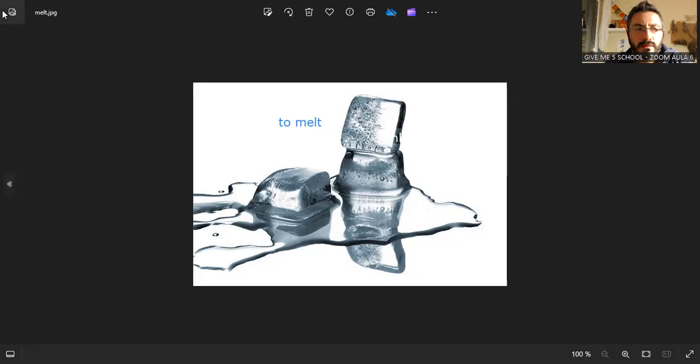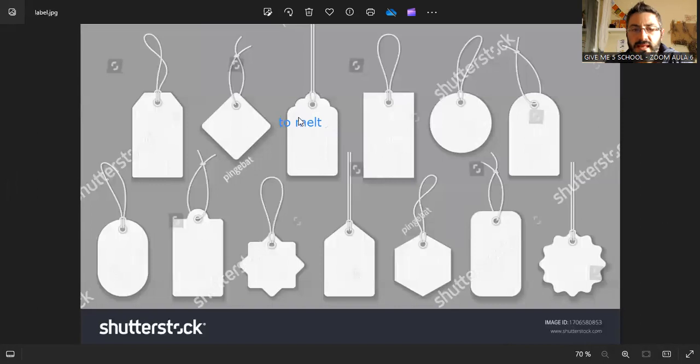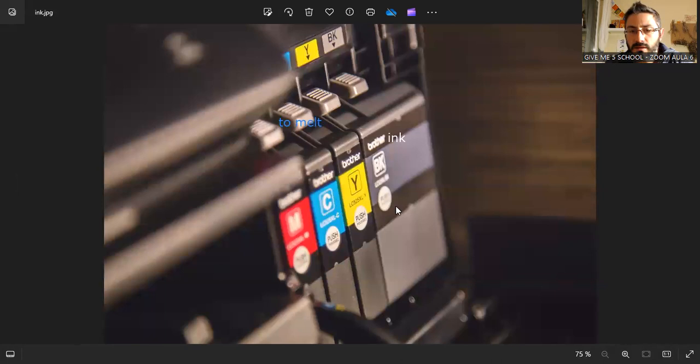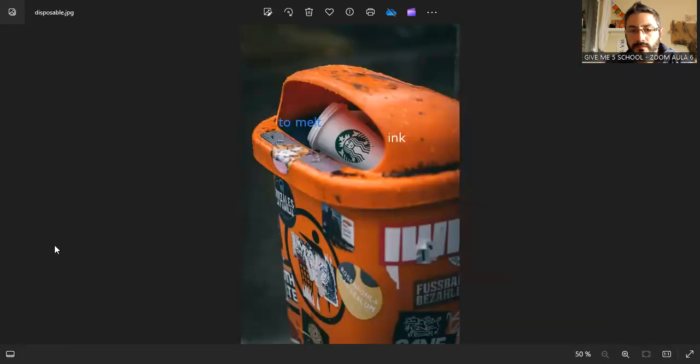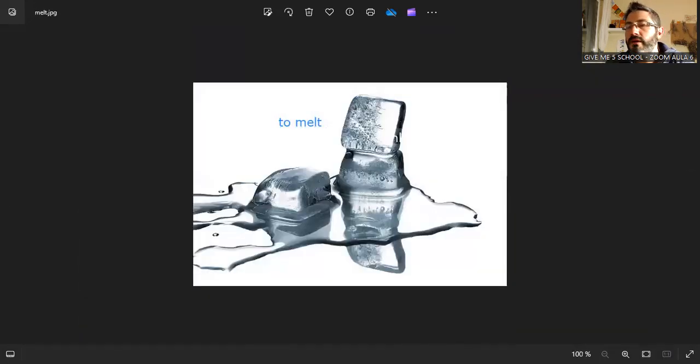So we have melt, layers, label, ink, disposable. Remember, disposable. You are going to see it in the game, so don't worry. Disposable. And that's all. 1, 2, 3, 4, and 5 words. Okay, so you have here your 5 new words of the week.